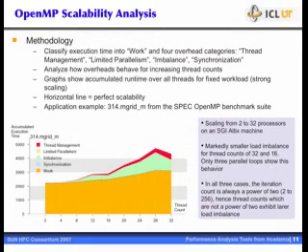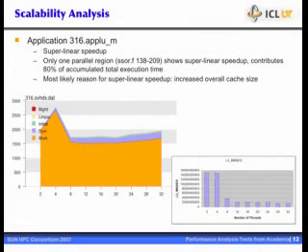So here's another example of that scalability analysis. That's the application 316 applu. What you see here is a superlinear speedup. In a perfectly scaling code, what you see here is always the summed execution time over all threads, so a perfectly scaling code would be a horizontal line. In this case, you see a superlinear speedup.